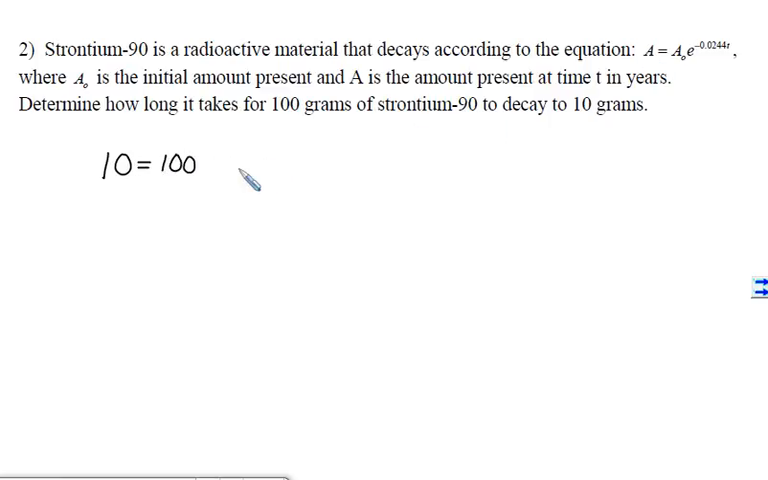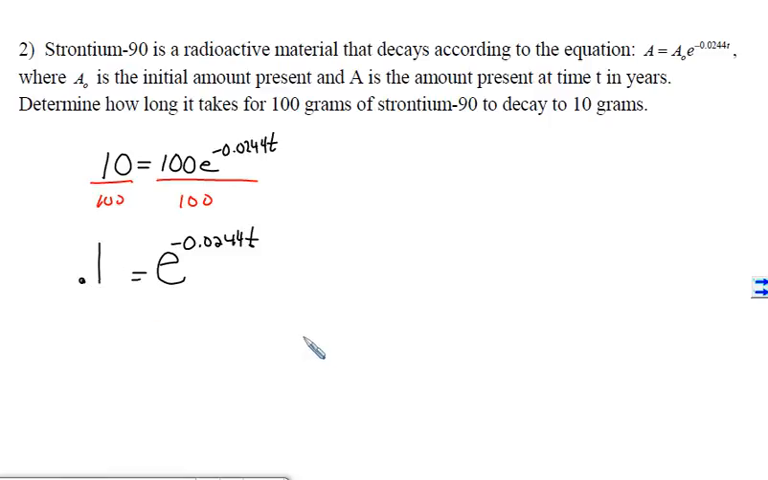Then the rest of our formula, e to the negative 0.0244t. Once again, we're solving for the time. If I start by dividing both sides by 100, we end up with e to the negative 0.0244t, and that equals 10 divided by 100, which is 1/10, or you could just say 0.1.